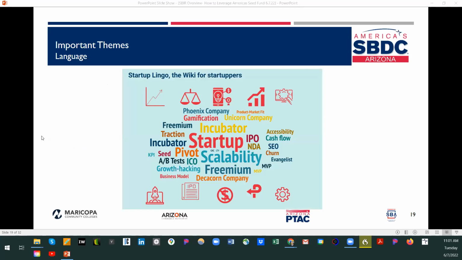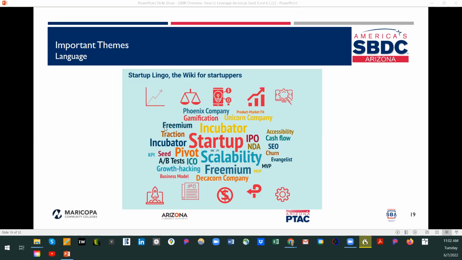So I'm going to give you some important themes here. I've got 5 or 6 things just to throw out to think about as you write your commercialization plan and as you look at the solicitation and answer their mail. But there are some common things here. So there's a language of entrepreneurship. There's a lingo.